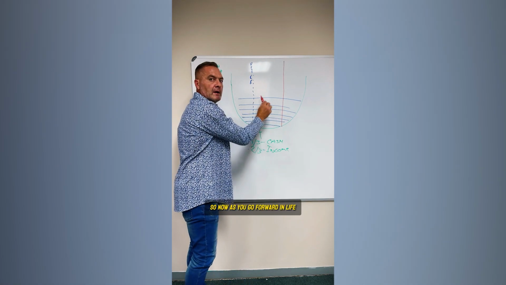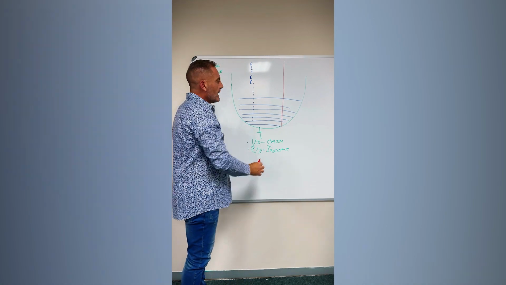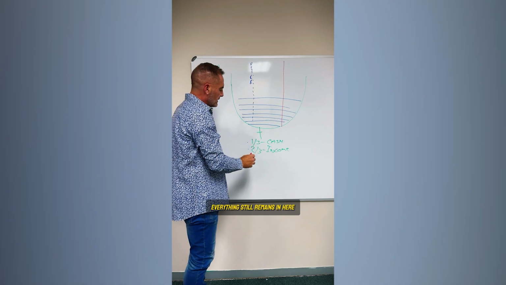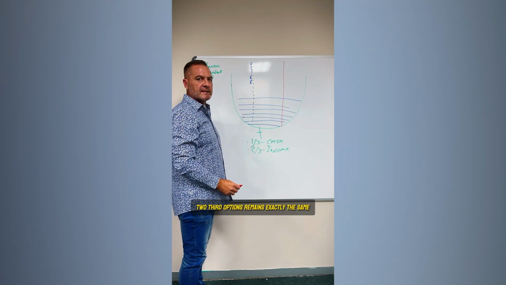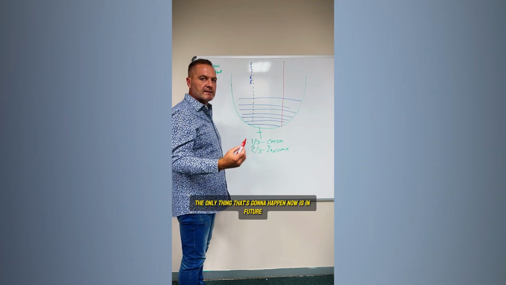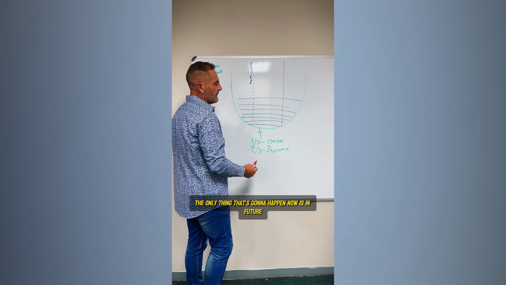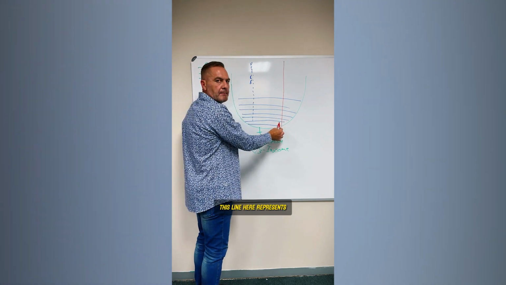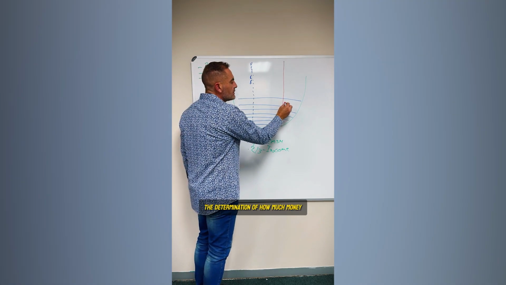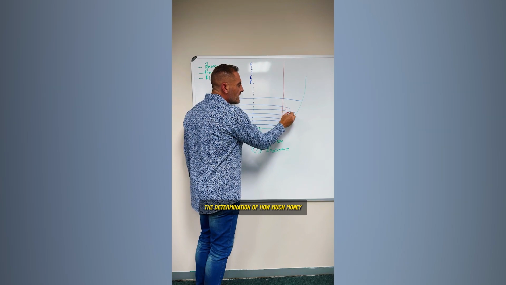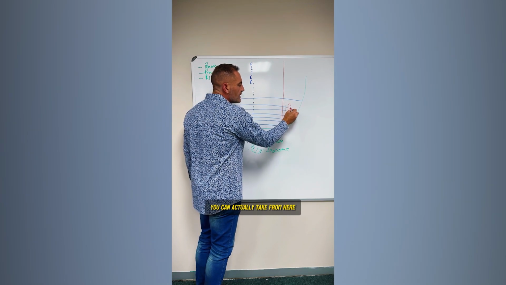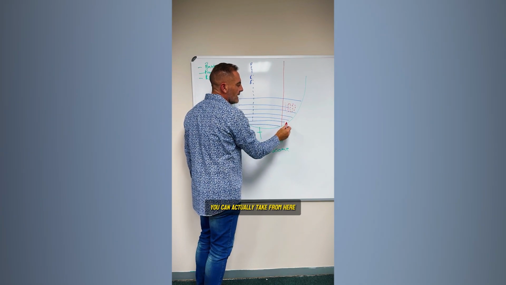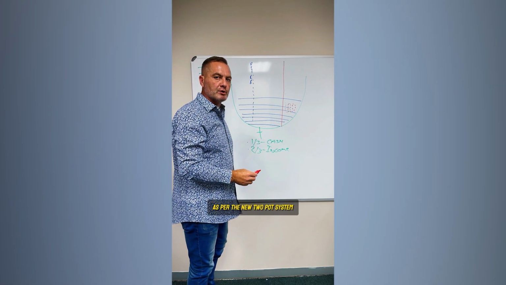So now, as you go forward in life, everything still remains in here. The 1/3, 2/3 options remains exactly the same. The only thing that's going to happen now is in future, this line here represents the determination of how much money you can actually take from here as per the new two-pot system.